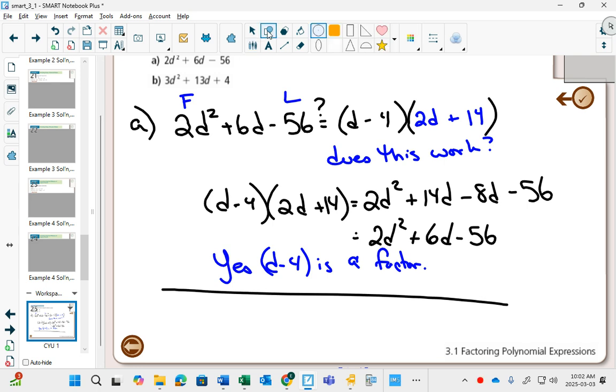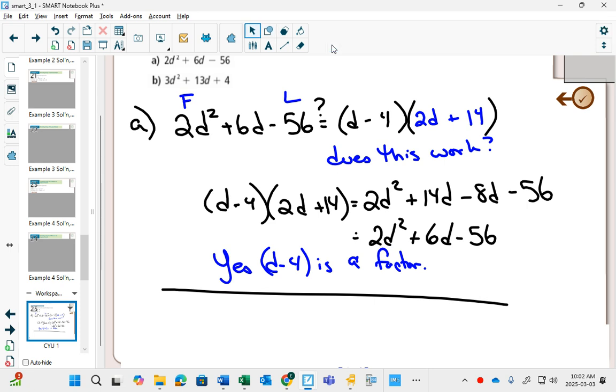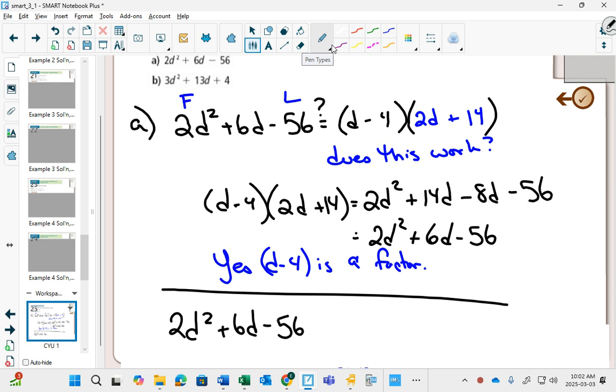Method number 2 would just be factoring it like normal. So if I had 2d squared plus 6d minus 56. Sorry, James, do you have a question? I did. I understand it. Okay. And if I was factoring this, first thing I notice is there's a common factor of 2, so I would take that out, leaving me with d squared plus 3d minus 28.